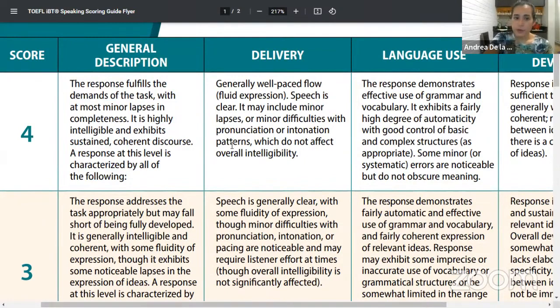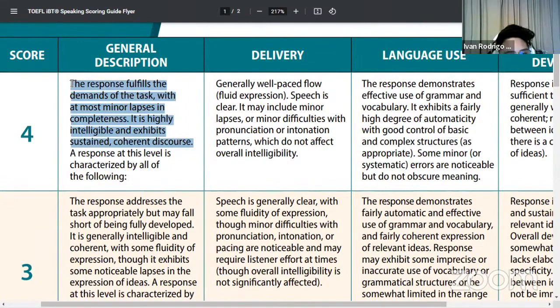Let's ask Ivan, could you please read what I just highlighted? The general description of a fourth score. Okay. The response fulfills the demands of the task with at most minor lapses in completeness. It's highly intelligible and exhibits sustained coherent discourse. A response at this level is characterized by all of the following.